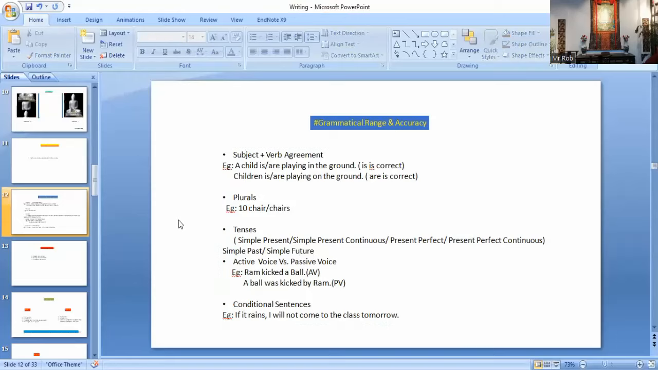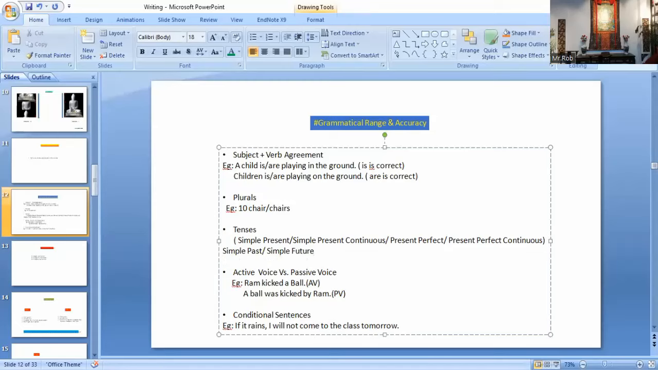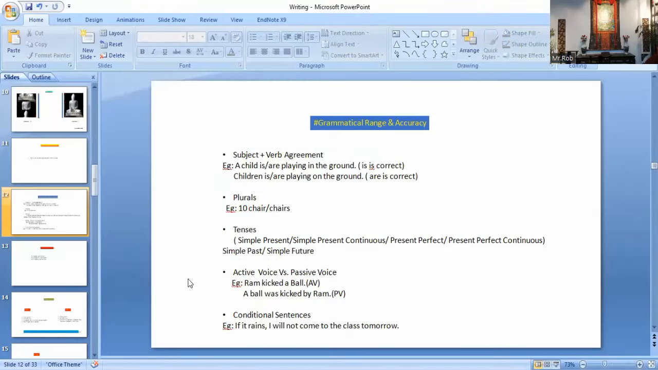And another thing you should take care of is active versus passive voice. For example, Ram kicked a ball is an active voice, and you can change it into passive voice like the ball was kicked by Ram.